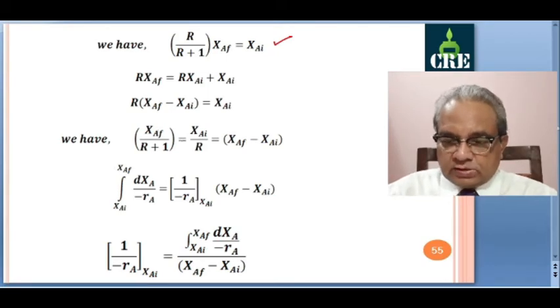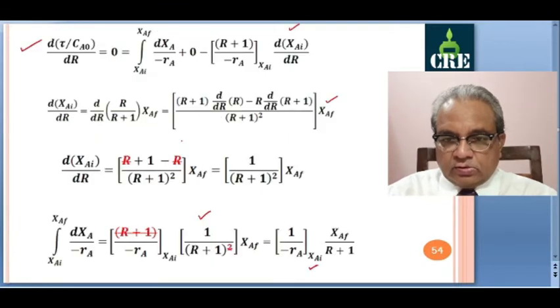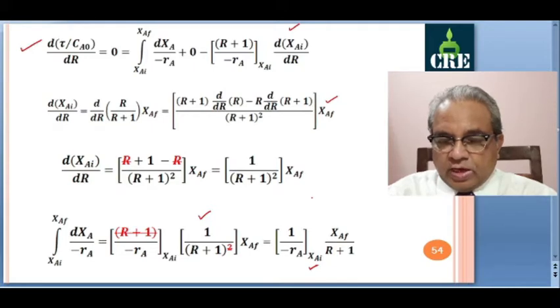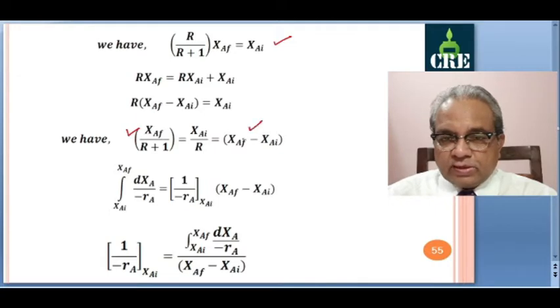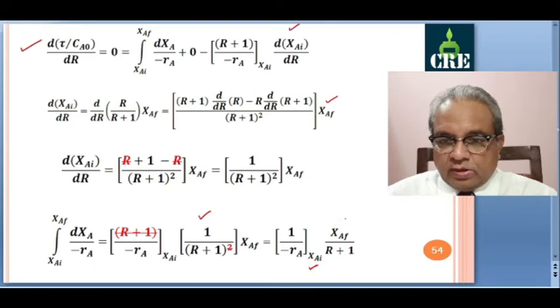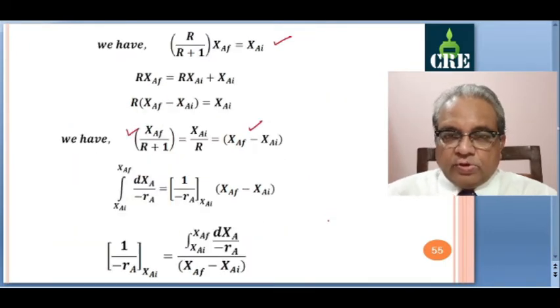So XAI minus XAI by R, we have XAF by R plus 1 term. So XAF by R plus 1 we can replace as XAF minus XAI. So integral 0 to XAF dXA by minus RA, 1 upon minus RA at XAI, same equation here, and this XAF by R plus 1 we have replaced by XAF minus XAI.